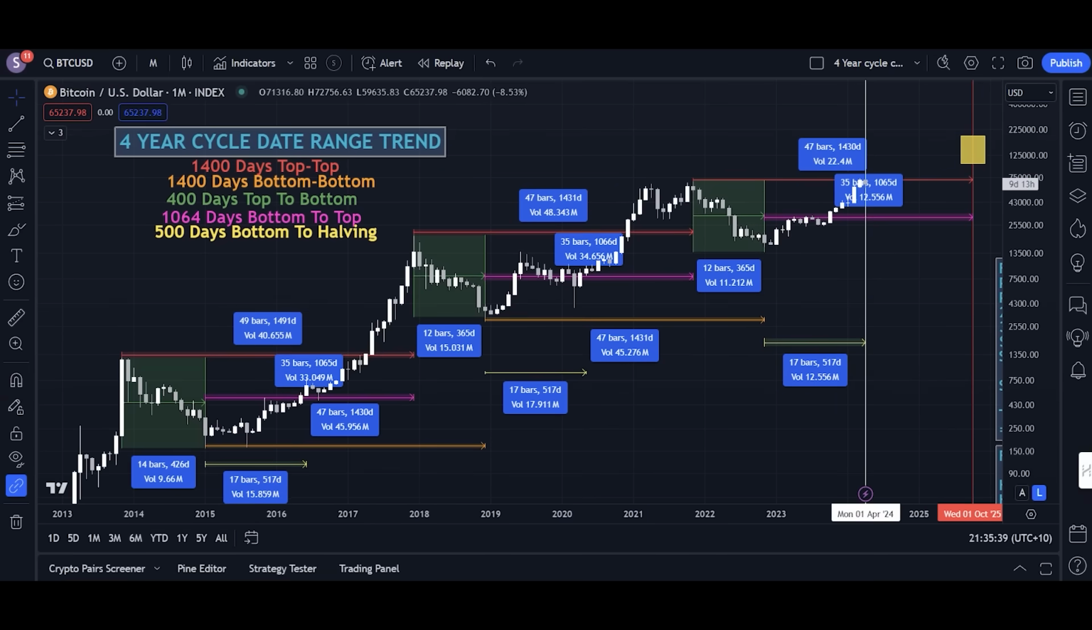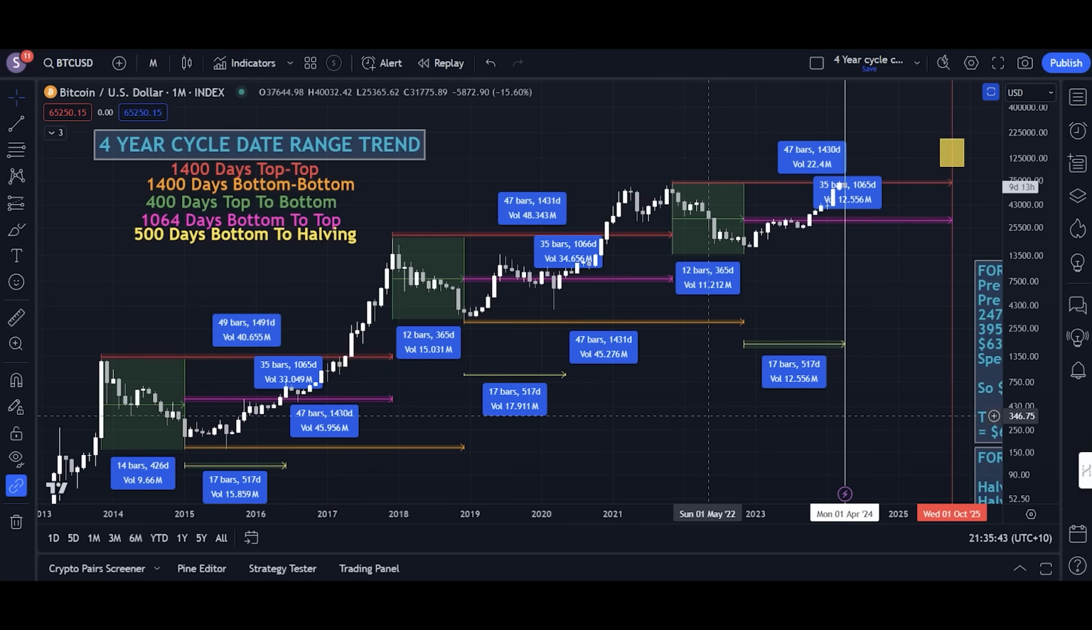Okay. Not that it's not as strong as it once was, it's certainly still valid, because the only way to invalidate it is to see a top that is very clearly not within the bounds of the 4-year cycle in October 2025. That's the only way you can invalidate the 4-year cycle, because the 4-year cycle is actually a date range trend. We get date range targets out of the 4-year cycle.